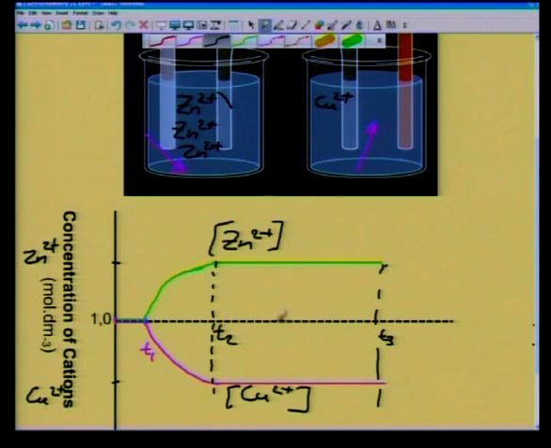What has happened? At this point, a state of equilibrium has been reached. You have reached a state of equilibrium such that as much of this gets into solution, we have got as much of that coming out of solution, and there is no voltage happening there. A state of equilibrium has been reached. So that is how the concentration of cations changes inside your galvanic cell, and a state of equilibrium is reached.